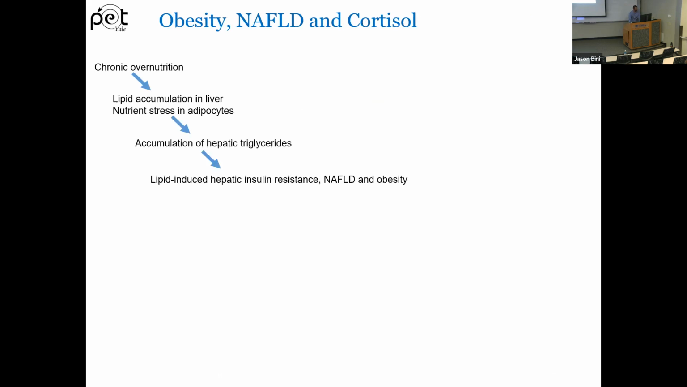And so just a little bit of background for that. With chronic overnutrition, you get lipid accumulation in the liver, hepatic triglycerides, then lipid-induced hepatic insulin resistance, fatty liver disease, obesity.